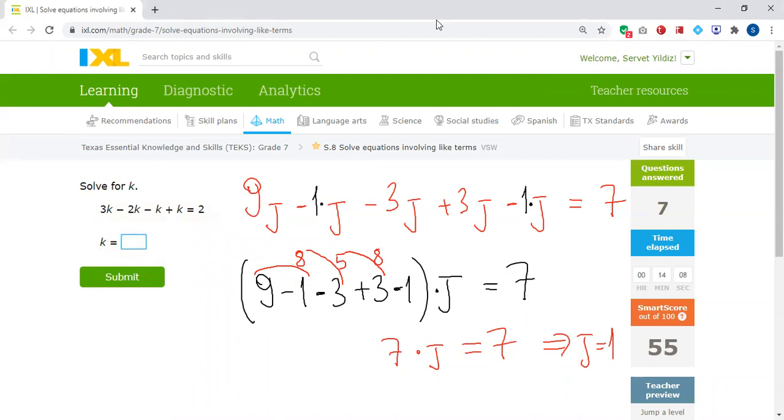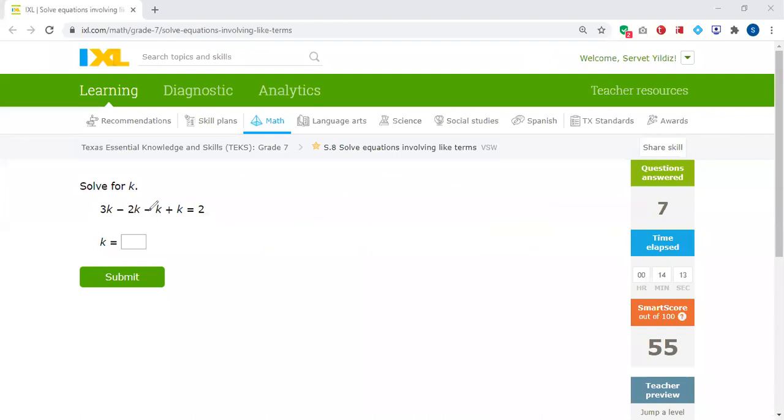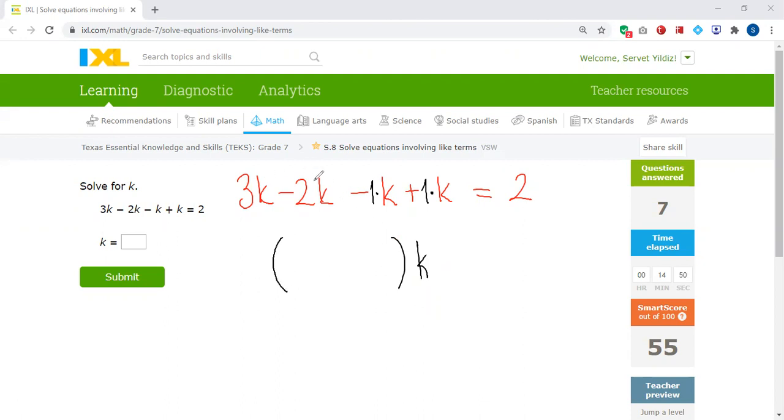And now let's look at this. It's a similar one. As you can see, we have the variable k, and there are no numbers here. So let's write 3k minus 2k minus k plus k is equal to 2. We can just put 1 here because if there is no number, then the coefficient is actually 1. And if there is a negative sign, then the coefficient is -1. So let's combine the coefficients because these 4 terms are like terms. I have 3 here, -2 here, -1 here, and +1 here, is equal to 2.